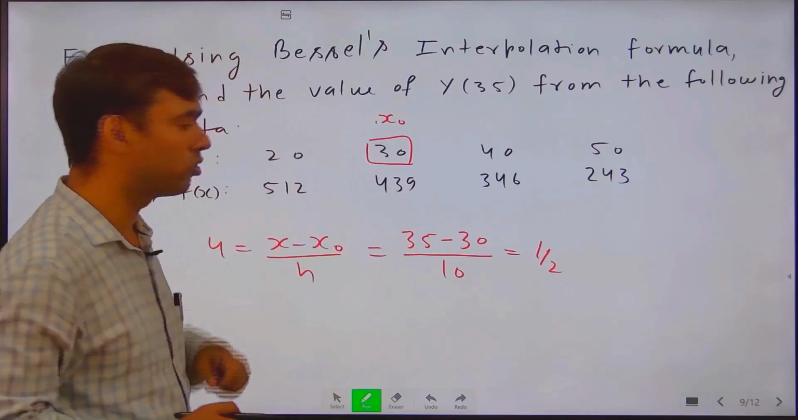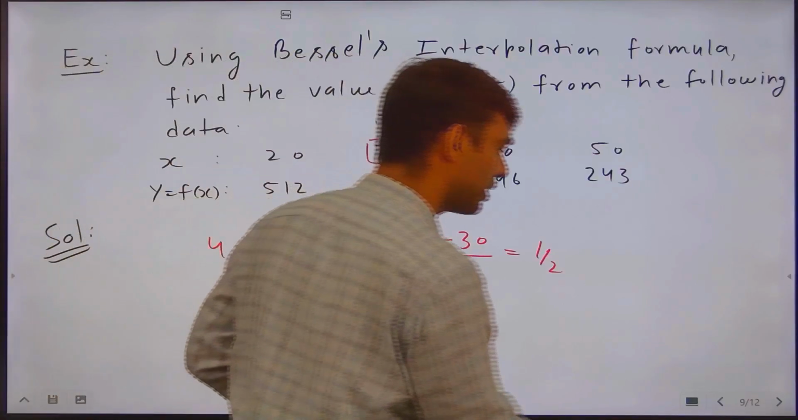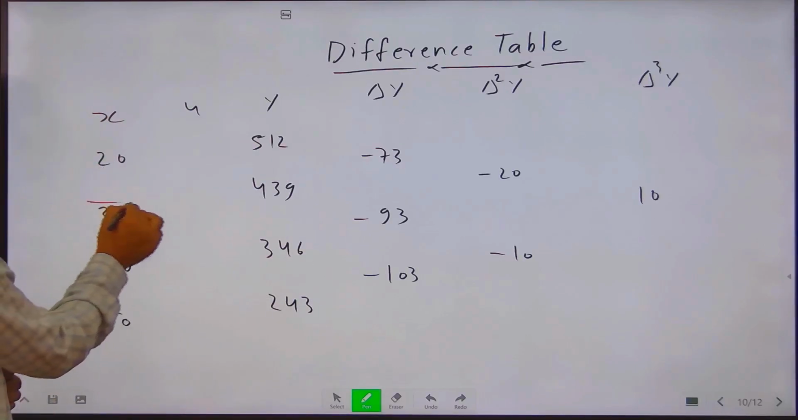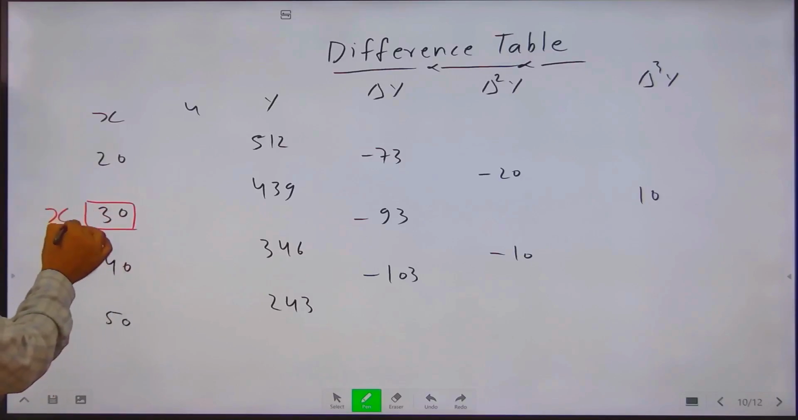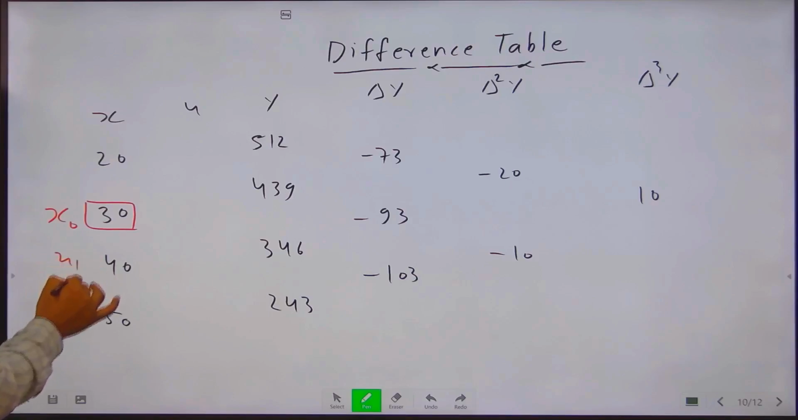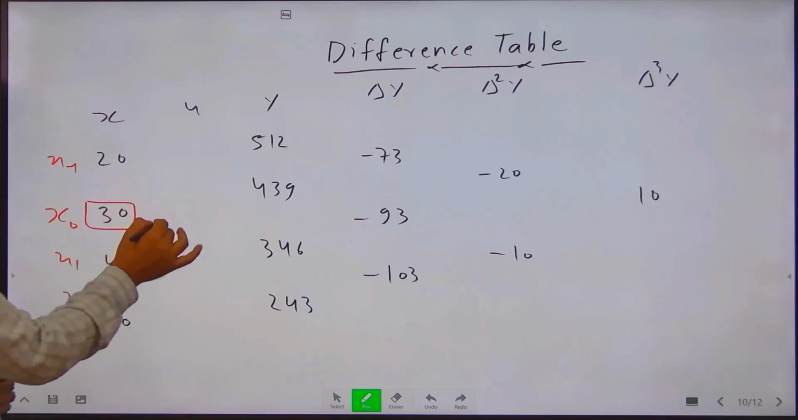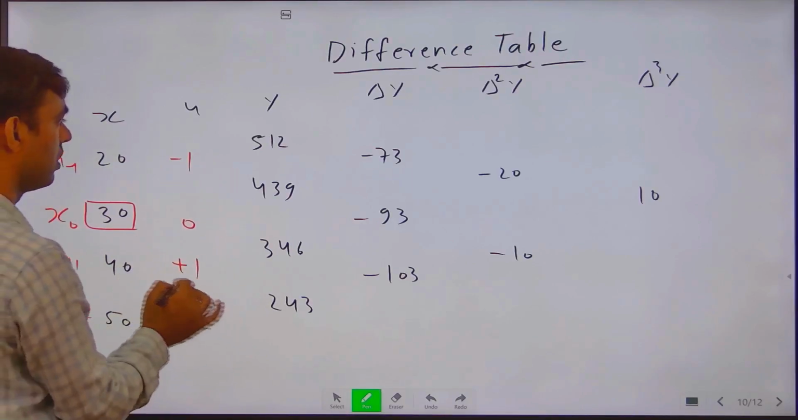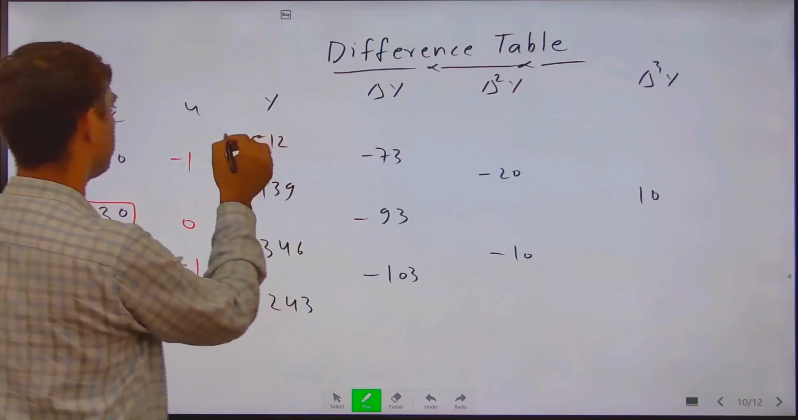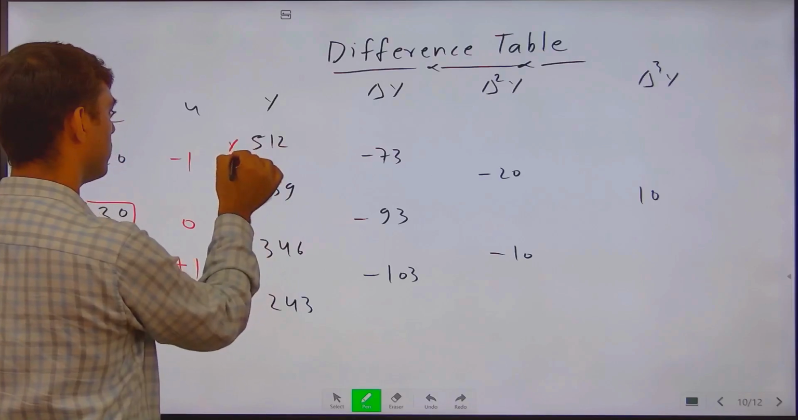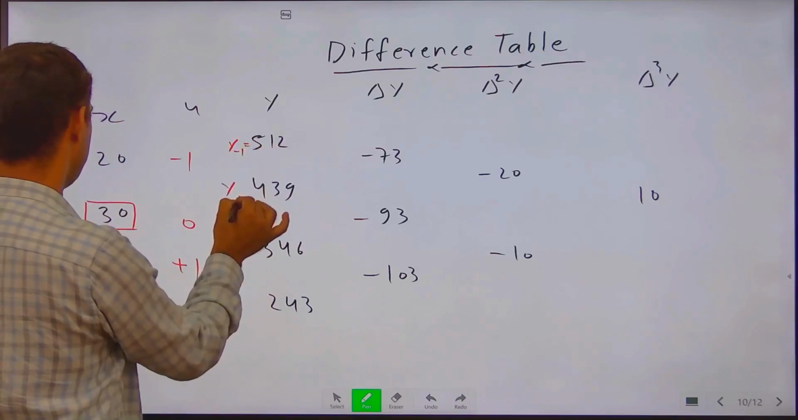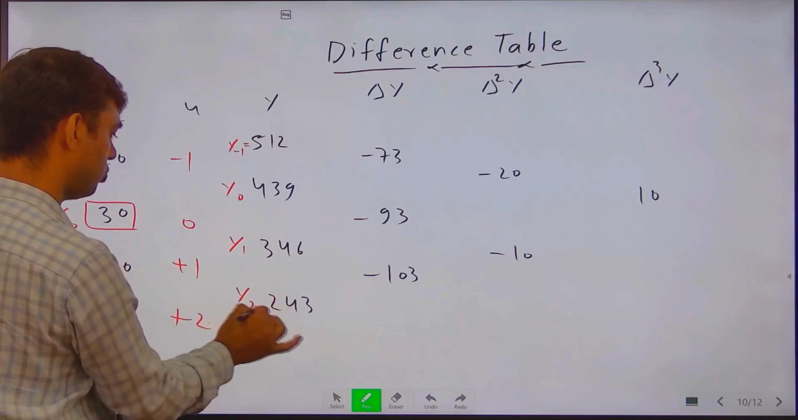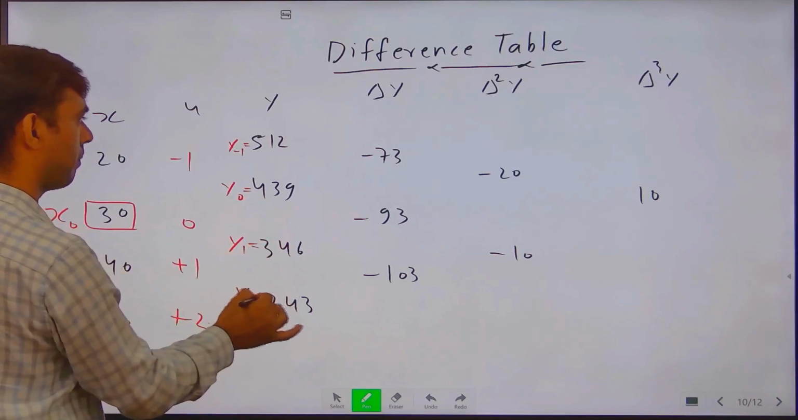By choosing this x0, we are going to construct the difference table. In order to save time, we have already constructed the difference table. Here this one is x0, then this one is x1, this one is x2, and this one is x minus 1. The u values are 0, minus 1, plus 1, plus 2. And these are y minus 1, y0, y1, y2.